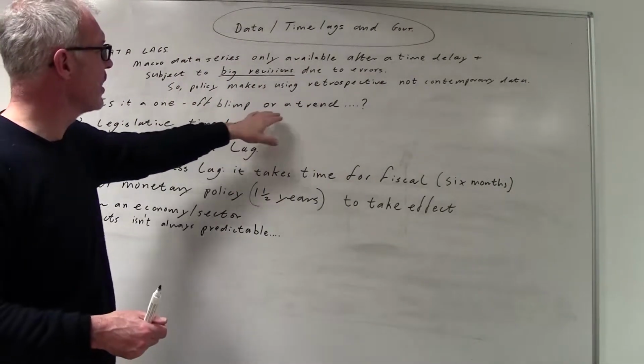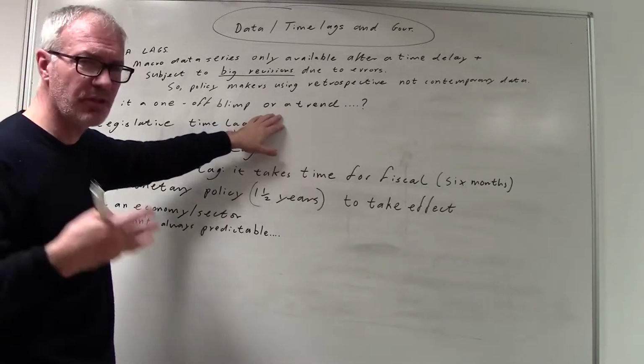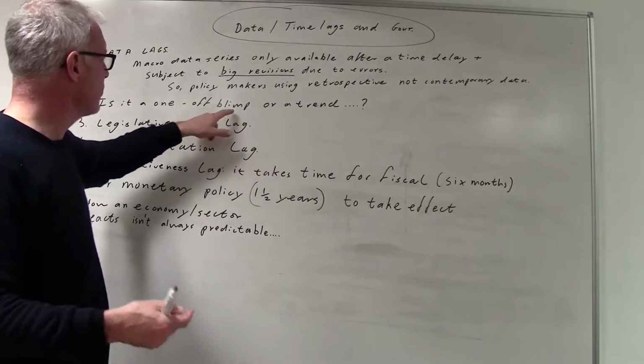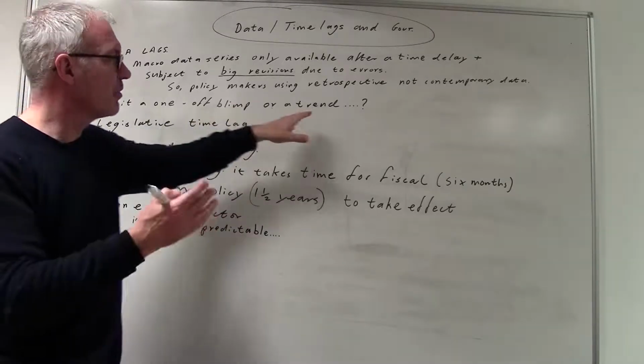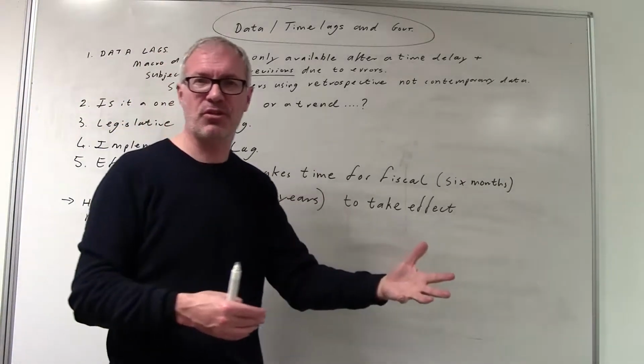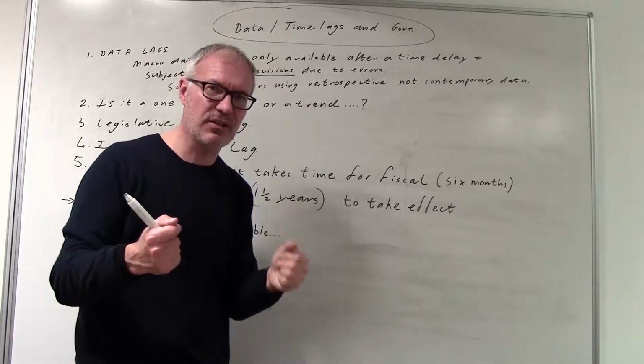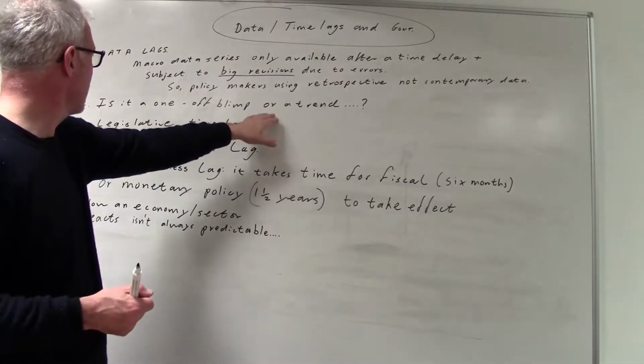Also, if you're looking at a statistical series like GDP, if it goes negative, is it a one-off blip or is it the start of a trend, is it the start of a recession? Well, you don't really know that, and that's another problem.